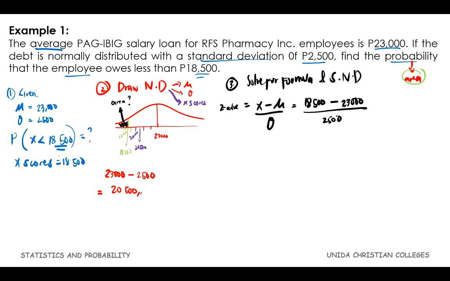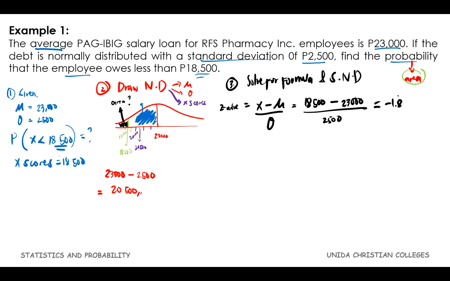Bakit natin kinukuha to? Kasi gusto natin malaman kung ano yung area neto class. Kasi pag nakuha natin yung Z value neto, malalaman natin yung area nung hinahanap natin. Okay? So, yun muna yung kukunin natin. So, 18,500 minus 23,000 all over 2,500. The answer is negative 1.8.